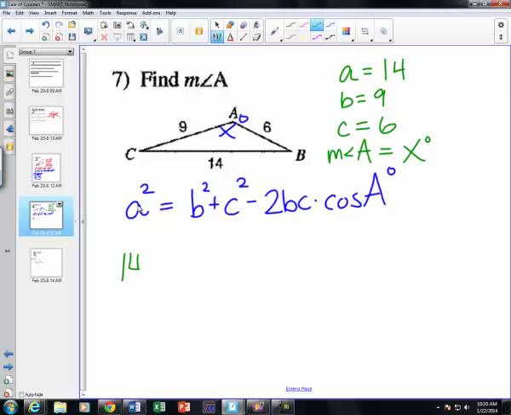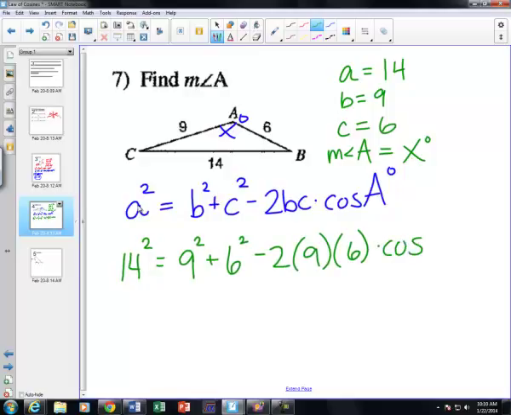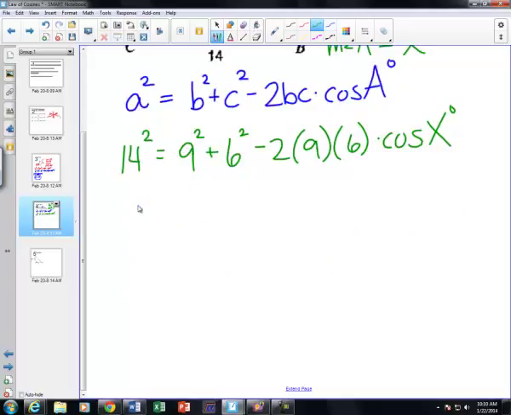So for a, I'm plugging in 14. b, I'm plugging in 9. c, I'm plugging in 6. Times 9 times 6 times the cosine. And you can leave this A, or you can put x here, whatever you want to do. Okay, so this time I can't just plug everything into my calculator. I've got to solve for x. And so I'm going to go ahead and simplify as much as possible.